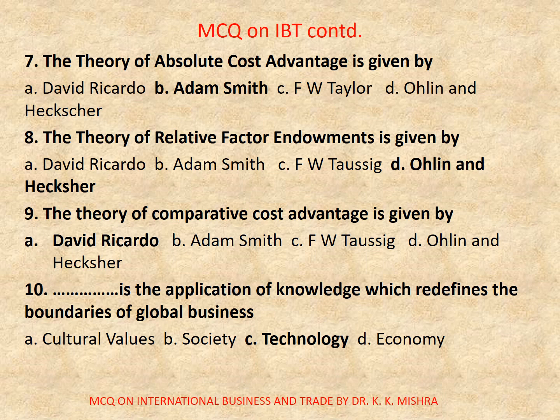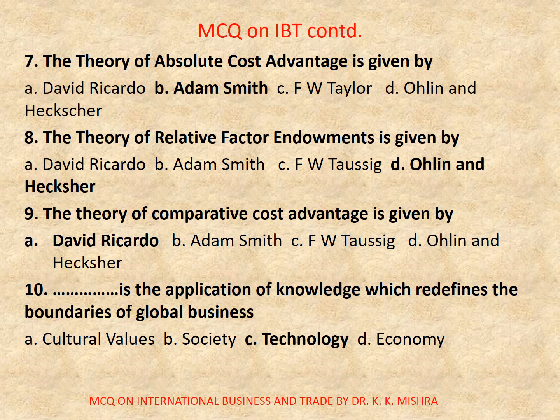Question number 8. The theory of relative factor endowments is given by. Options are A. David Ricardo, B. Adam Smith, C. F.W. Taylor, D. Ohlin and Hecksher. Correct option is D. Ohlin and Hecksher.